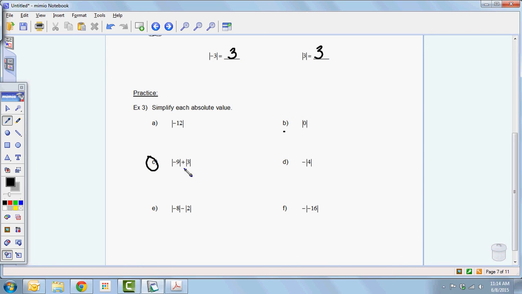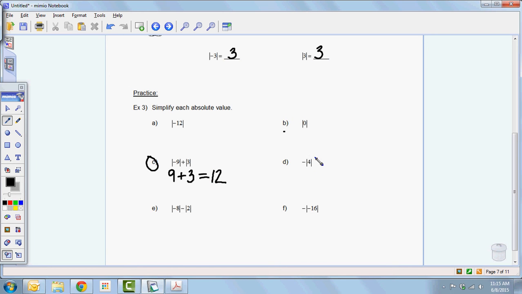So this looks like they want me to add 2 numbers together, but first I need to cover up and just focus on one thing at a time. So what's the absolute value of -9, which is +9, plus what's the absolute value of 3? So now I have no more absolute values. I can just add those 2 numbers together. My answer would be 12.